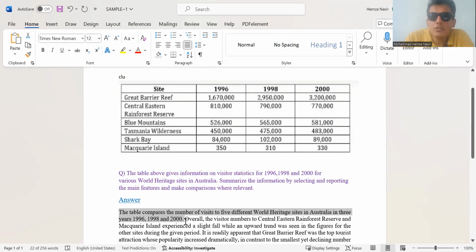Then you talk about the overview in the first paragraph, the second component, right? Overview, like I said before, ladies and gentlemen, that is sort of a summary. You're sort of talking about the main picture that you're extracting out of this table, okay?